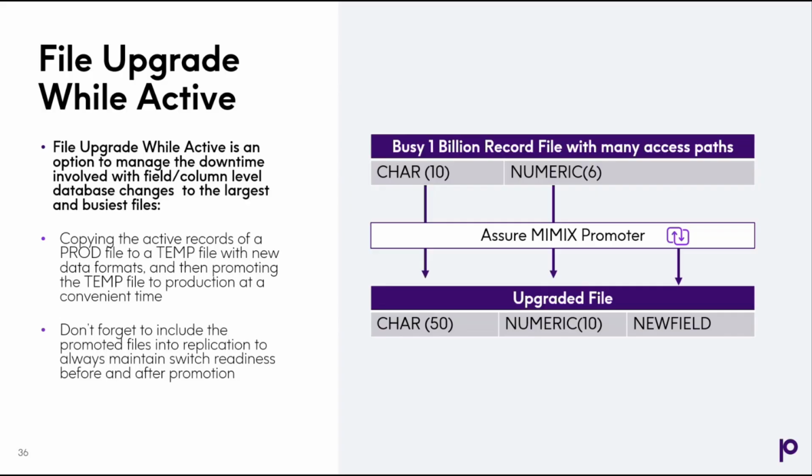All right, that just tells you how it's done, the same approach as the others. Copy the production file to a temporary file, Mimix Promoter will keep it in sync until you're ready, and then you do a promotion. And don't forget to keep these files replicated so that you maintain switch readiness at all times.